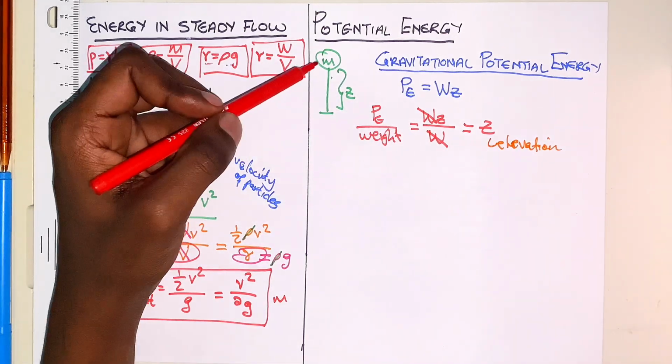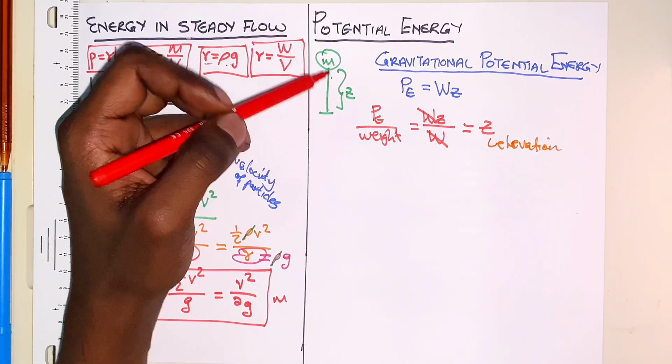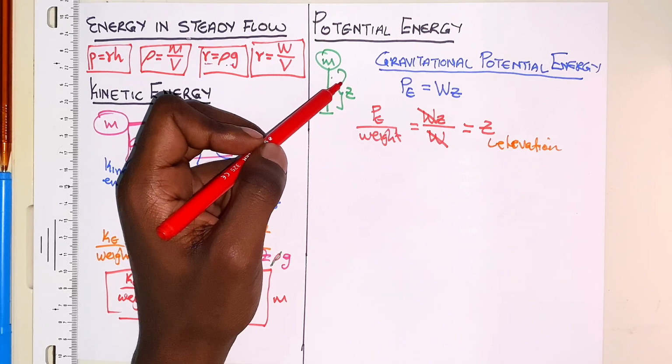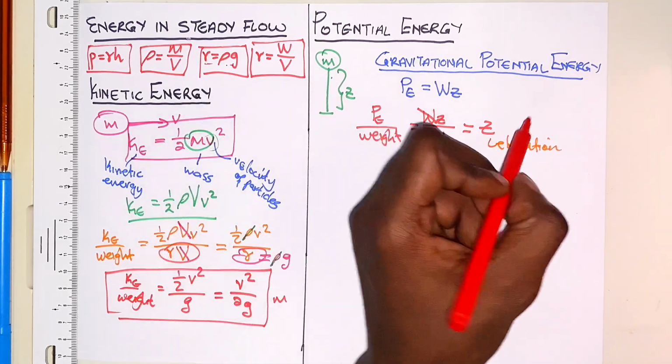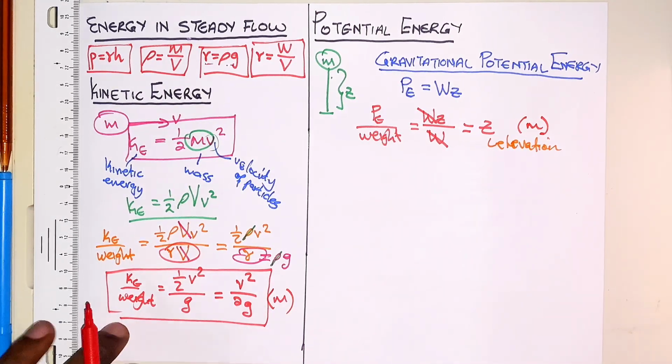elevation. Now, if I have my particle of fluid here, that was Z elevation. Whatever elevation I had here, 20 meters, 50 meters, that would be my potential energy. Elevation is in meters also, just as I had with my kinetic energy.